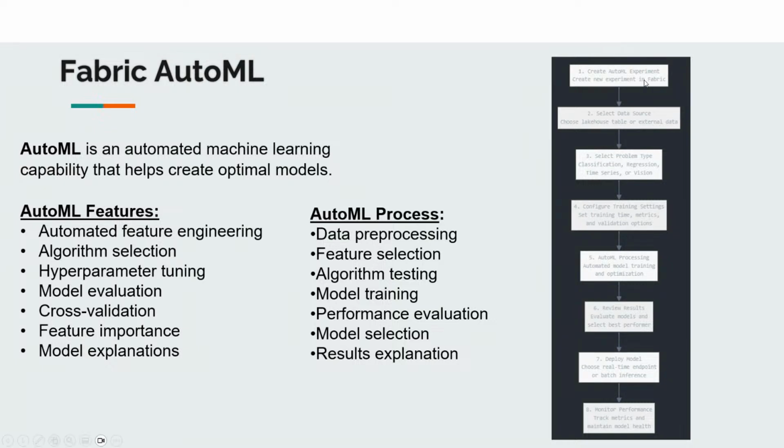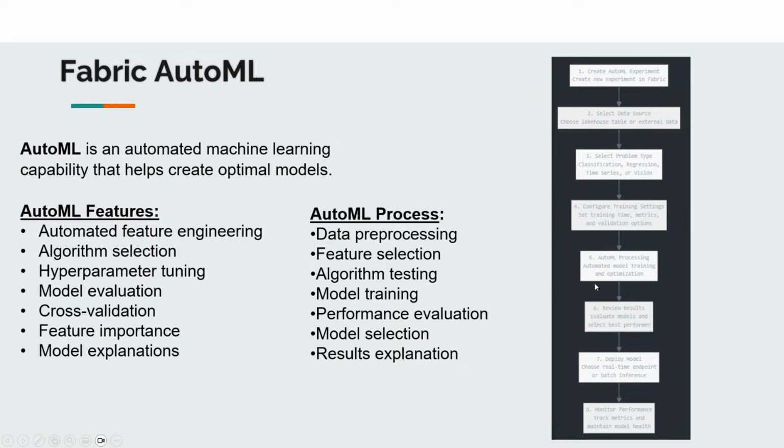First, you create an AutoML experiment. Second, you select a data source from a lakehouse or an external table. Third, you select a problem type, which is like a model type. You can do classification, regression, time series, or computer vision, which would be like giving it a cat picture and it tries to guess what type of animal, or what type of thing, is in that picture. We'll do a regression model tonight. Then you can configure training settings.